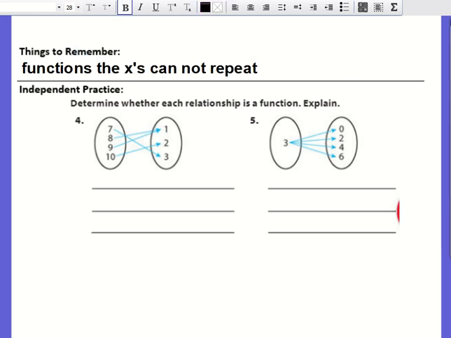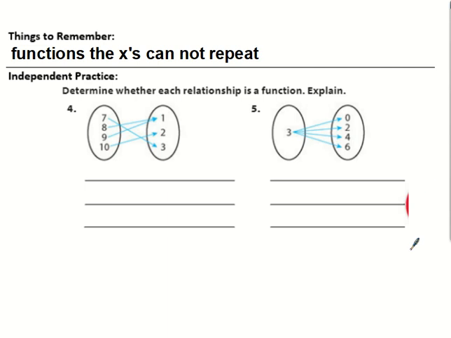All right, so here is the diagram form. Remember, these are your x's. This first one's always your x's or your inputs. X, Y, X, Y. Tell me if this is a function or not, and explain. Do not forget to explain. Tell me why or why not.